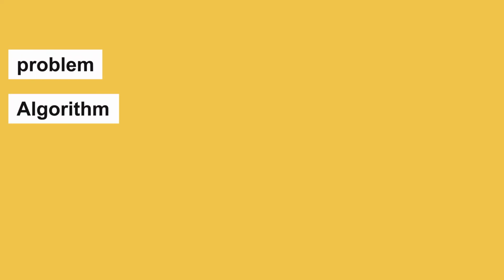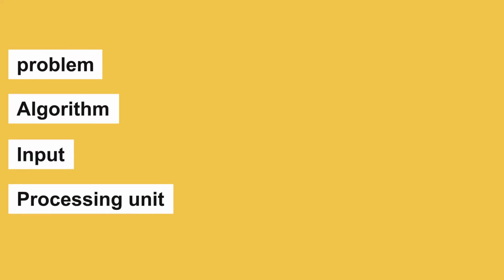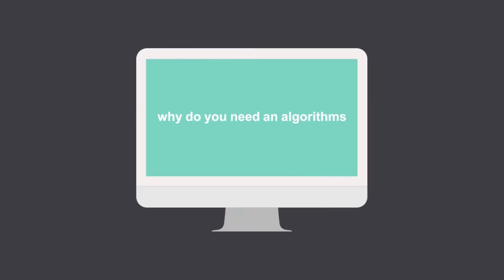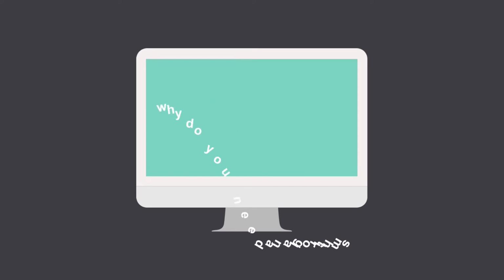We have a set of elements when writing an algorithm: problem, algorithm, input, processing unit, output. Why do you need an algorithm? We need it for scalability and performance. Scalability: it aids in your understanding of scalability.